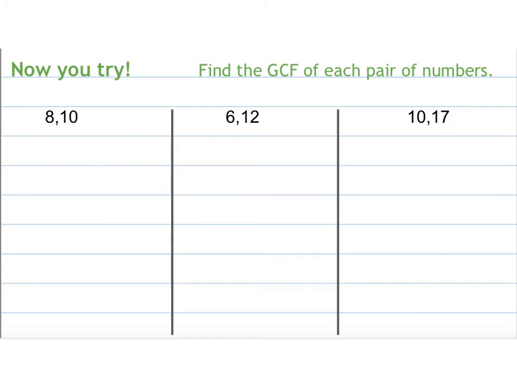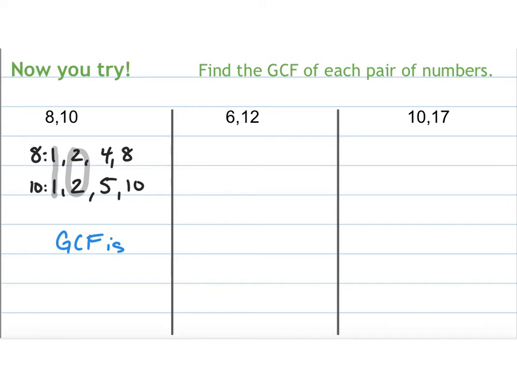So for 8 and 10, I'm just going to list 8 and 10, my factors. 1 times 8, 2 times 4. Factors of 10, 1 times 10, 2 times 5. Those are my factors, so I can see that they share a factor of 1, and they share a factor of 2. So my greatest common factor of 8 and 10 is 2.